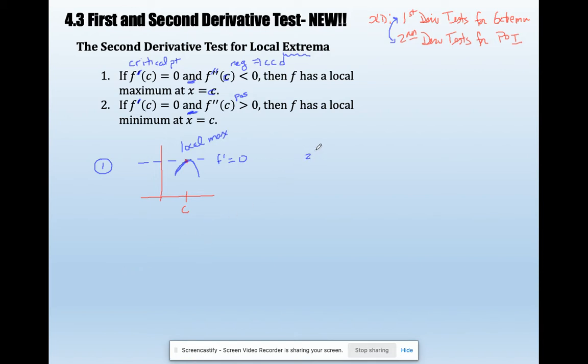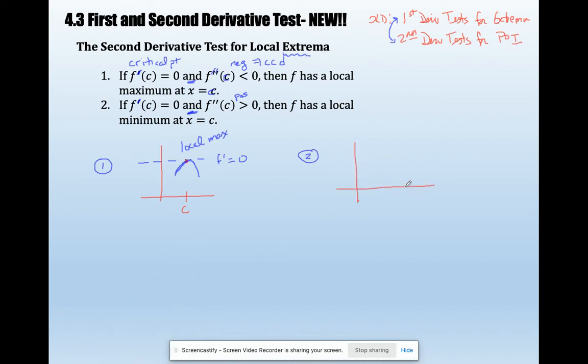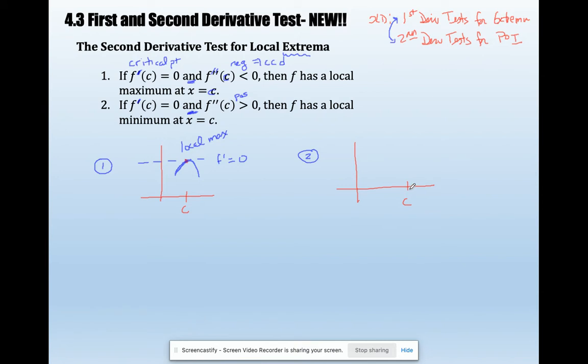Number 2. If you have a certain x value, and the derivative at that point is 0, but at the same time the second derivative is positive, meaning what? You're concave up. If you are concave up at a point and you also have a horizontal tangent, you must have a local min.